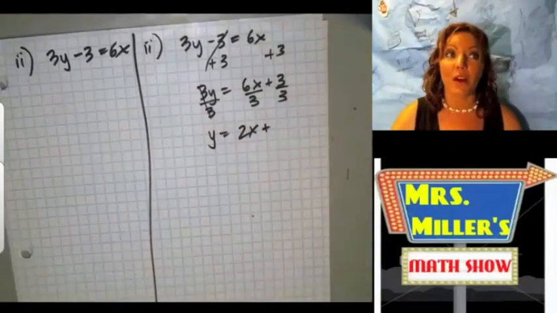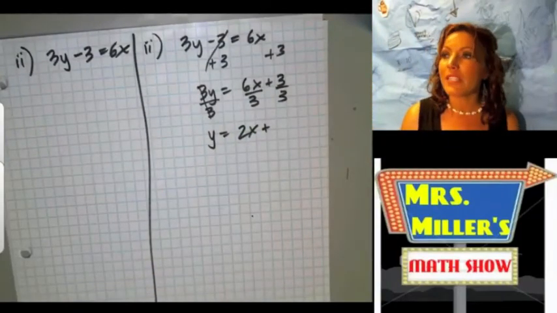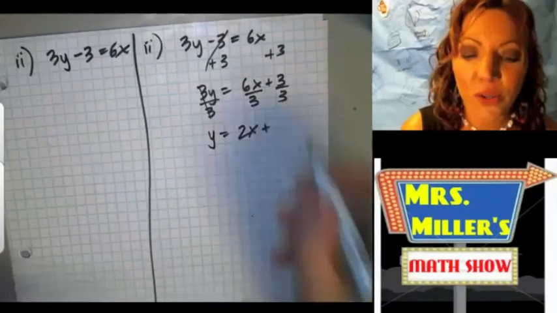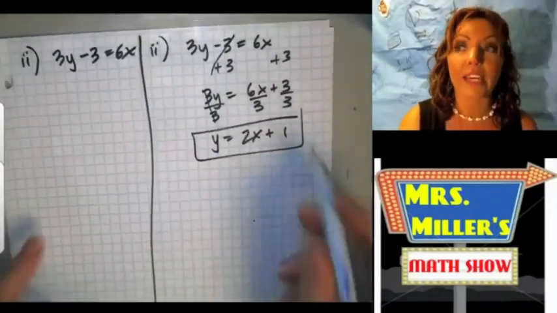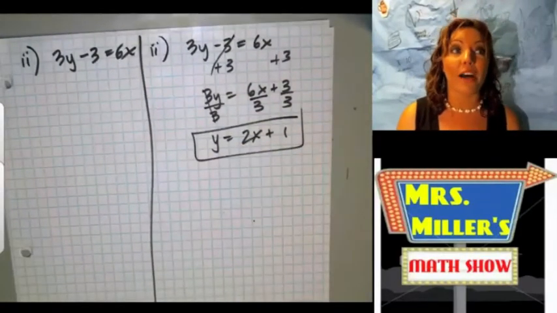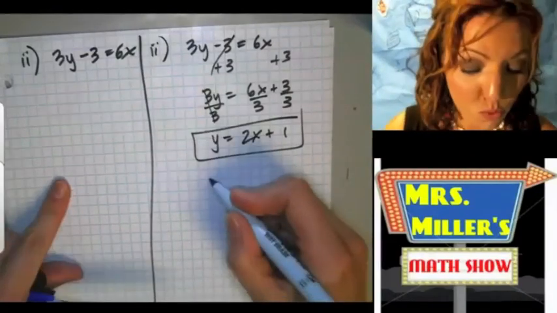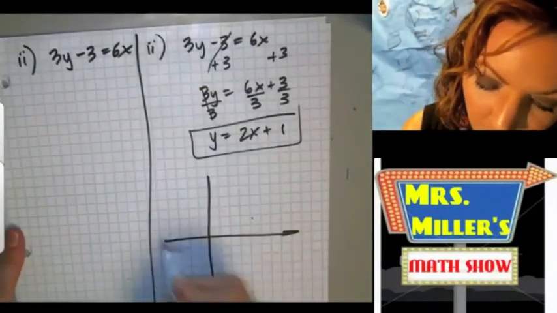Okay, let's do this one. Make sure we're all awake. What is 3 divided by 3? 1. Okay, good. Give yourselves a round of applause. All right, here we go.